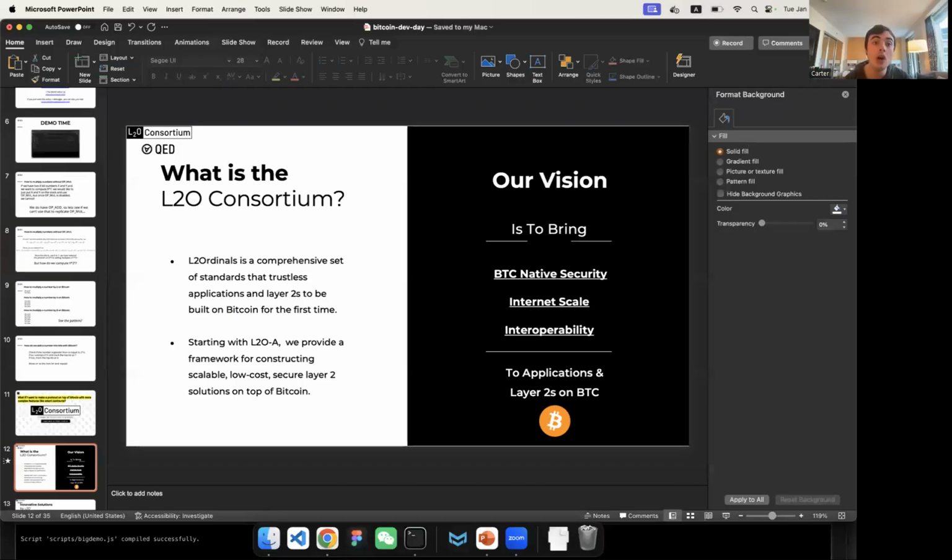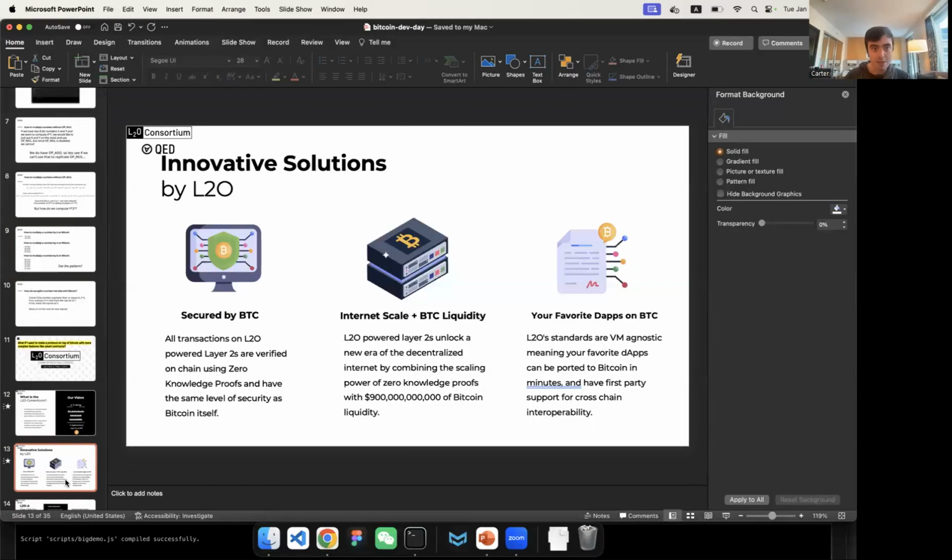Really build a low-cost solution to have your blocks verified and sequenced on Bitcoin with the power of ZKP. So essentially, all of the transactions that you make on an L2O powered layer 2 are verified, or in this case, rolled up into a single zero knowledge proof. So if you verify that proof, you can verify all the transactions in a participating L2O chain's block.